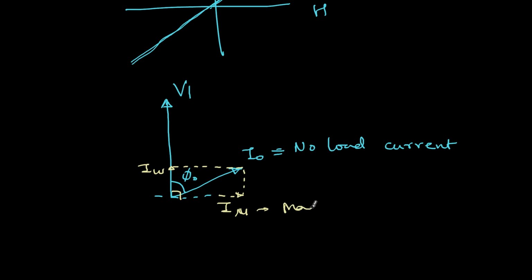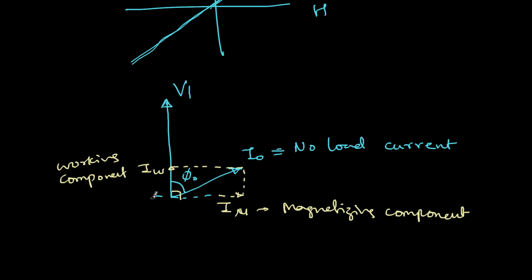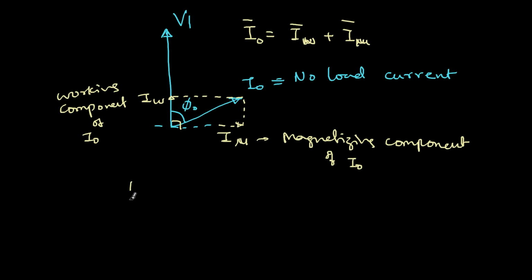So I mu is the magnetizing component and IW is the working component. This is the magnetizing component of the no load current I naught, and this is the working component of I naught. Therefore I naught, vectorially speaking, is nothing but IW plus I mu. If I add these two vectorially, I get I naught. Now what is the input power? P naught is nothing but V naught I naught cos phi naught. So this is the core losses.